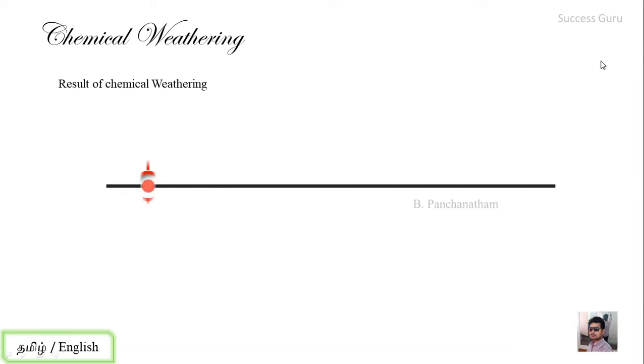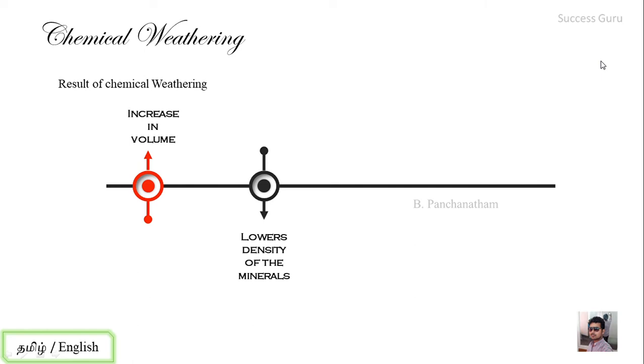Let us see the results of chemical weathering. The first is an increase in the bulk volume, as there is addition of oxygen and water molecules, so the bulk volume of the rock increases. The second is a lowering of density of the mineral due to solution action and expansion of minerals, as you saw in hydration.